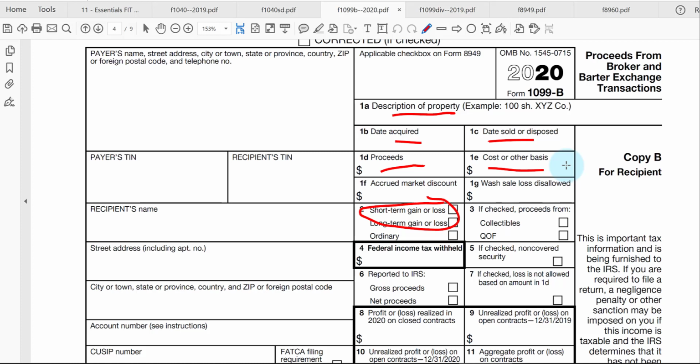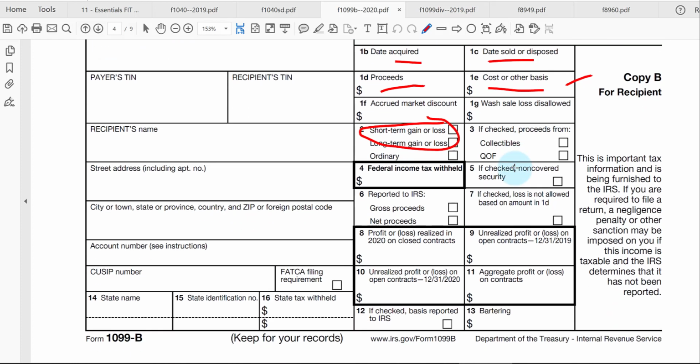So how do you know it was reported or not? Just because it's here doesn't mean it was reported to the IRS. You've got to take a look at this box down here in line 12, box 12. And if it's checked off, that means it's that situation A or D.